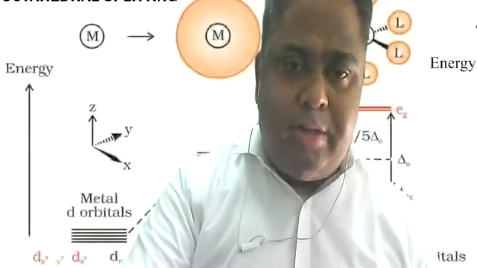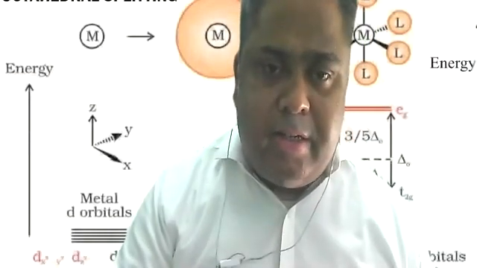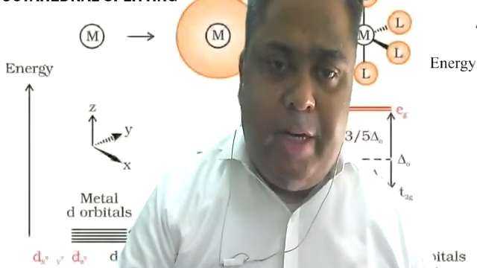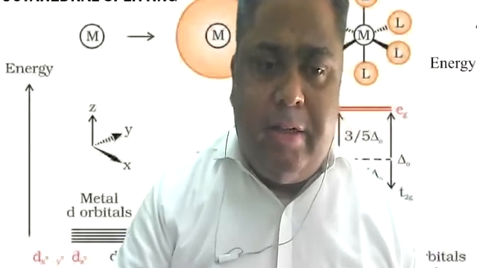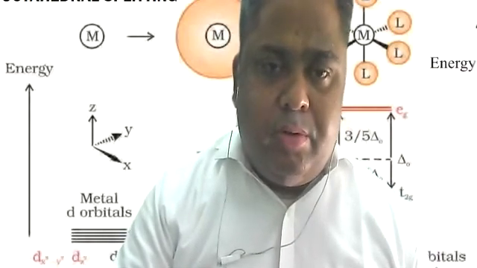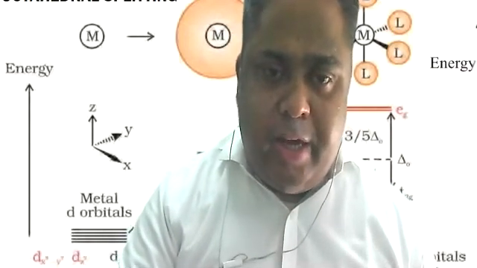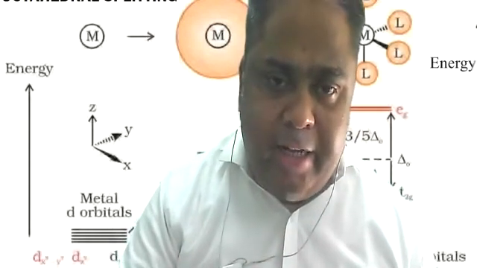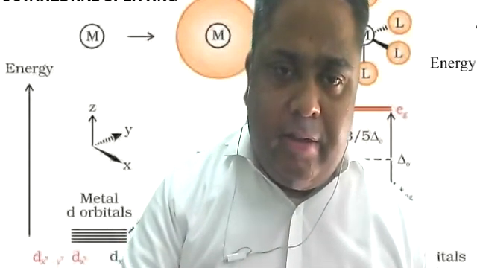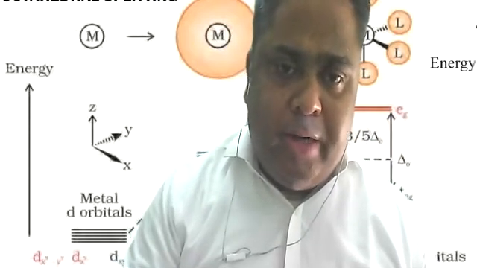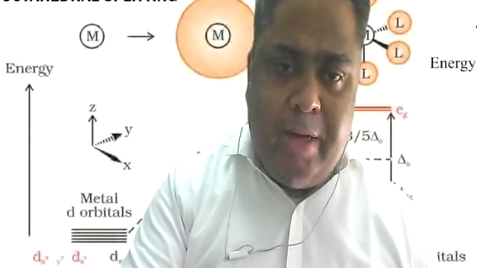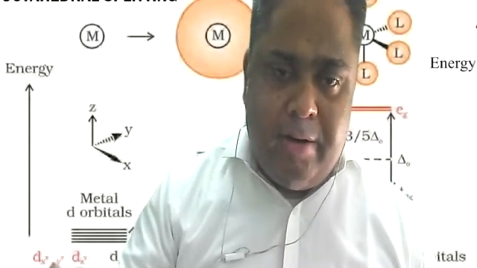Good morning, students. We will have a general discussion about crystal field splitting. What happens in crystal field splitting is the 5d orbitals dxy, dyz, and dzx, dx square minus y square, and dz square, all these 5 orbitals remain in the same energy level.